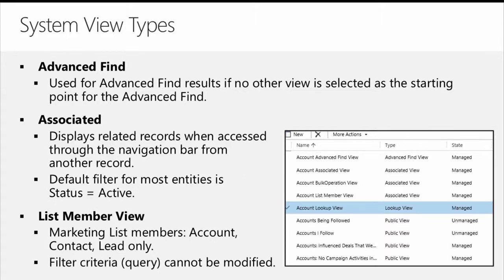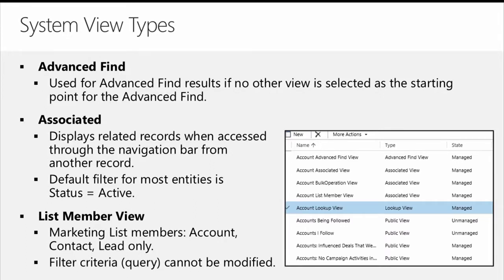So when somebody goes in and creates an advanced find in the system, the advanced find view is what they use if there is no view that was selected as a starting point. If you think about how you go in and create an advanced find, you can specify the view that you want to use for pre-filtering. If you don't pick a view for pre-filtering, then this advanced find view associated with this entity is ultimately what's going to be used.